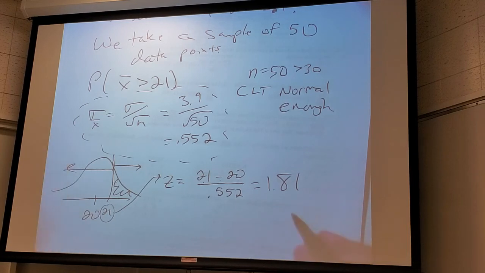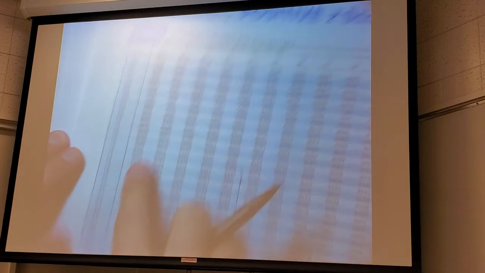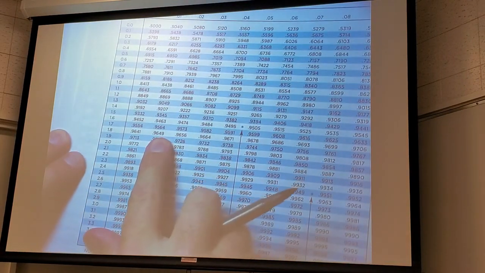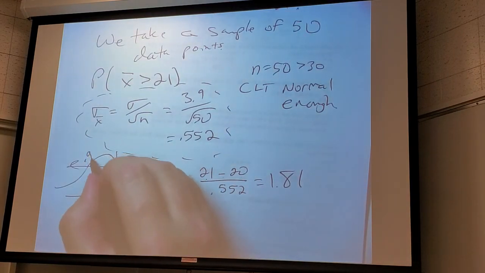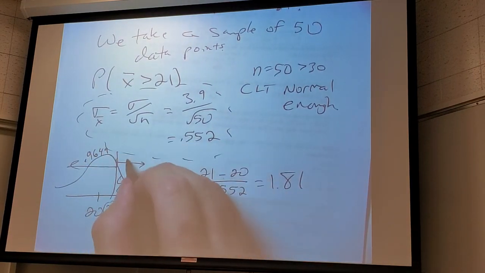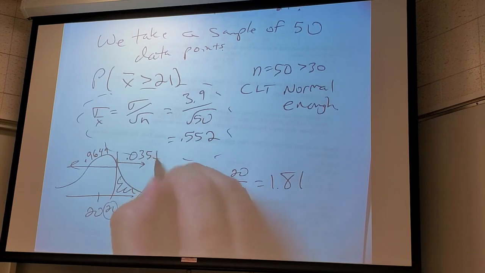So what do you get when you look at 1.81? Yeah, 0.9649. I like it. So that's 0.9649. So this will be 0.0351.